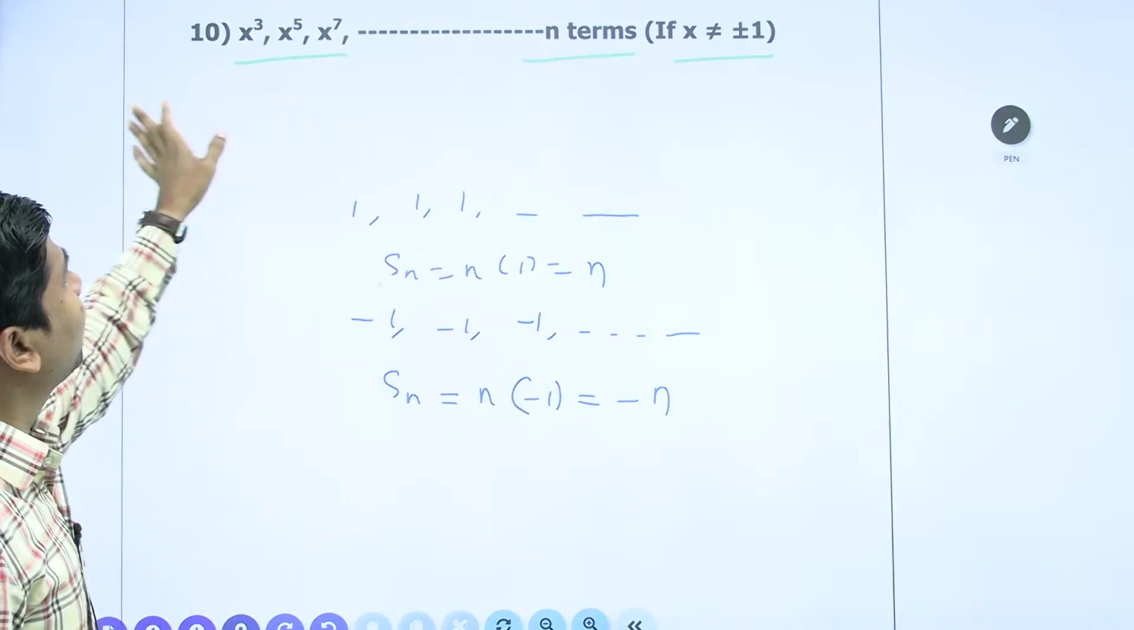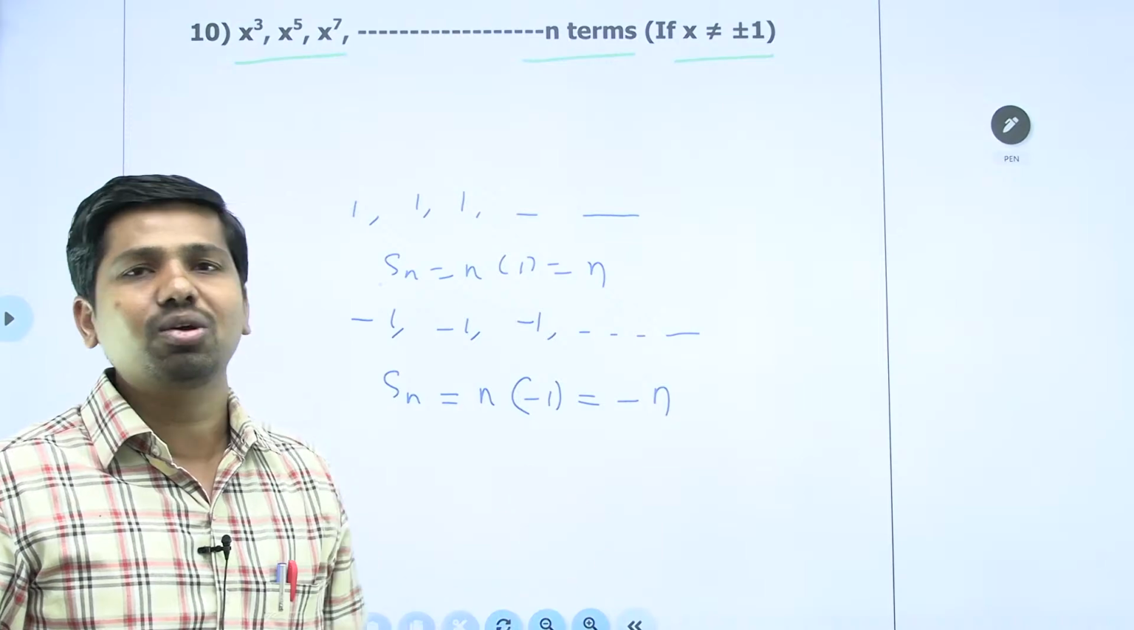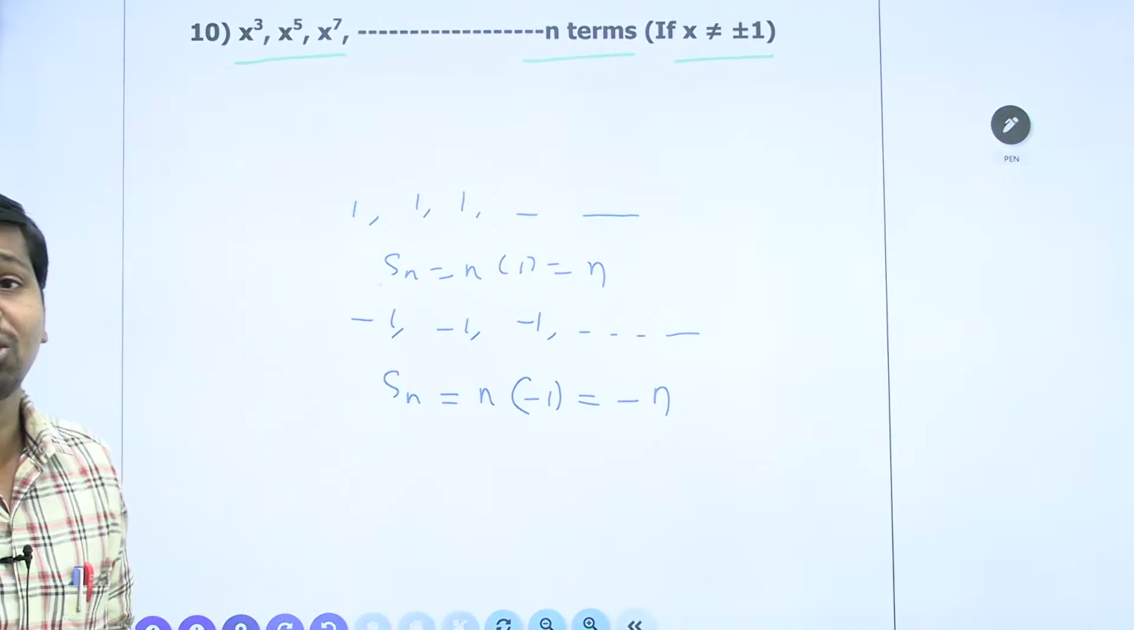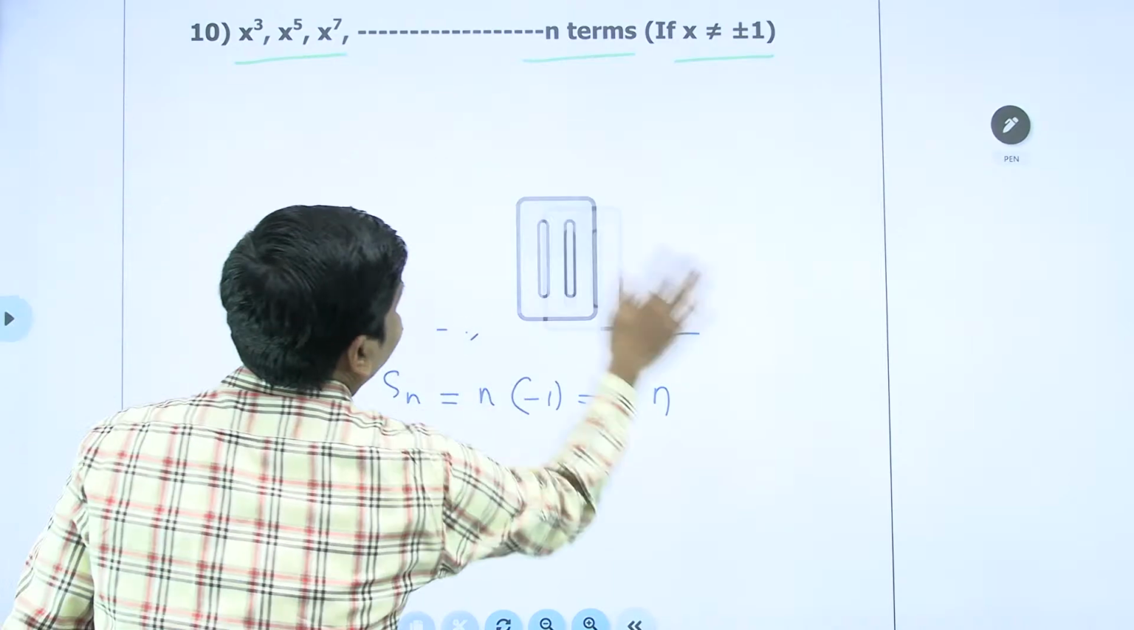Minus n. So we need to find the sum of the n terms for the given terms where x is not equal to minus 1, x is not equal to plus 1, as well as x is not equal to minus 1. Okay, let us find Sn for that one.